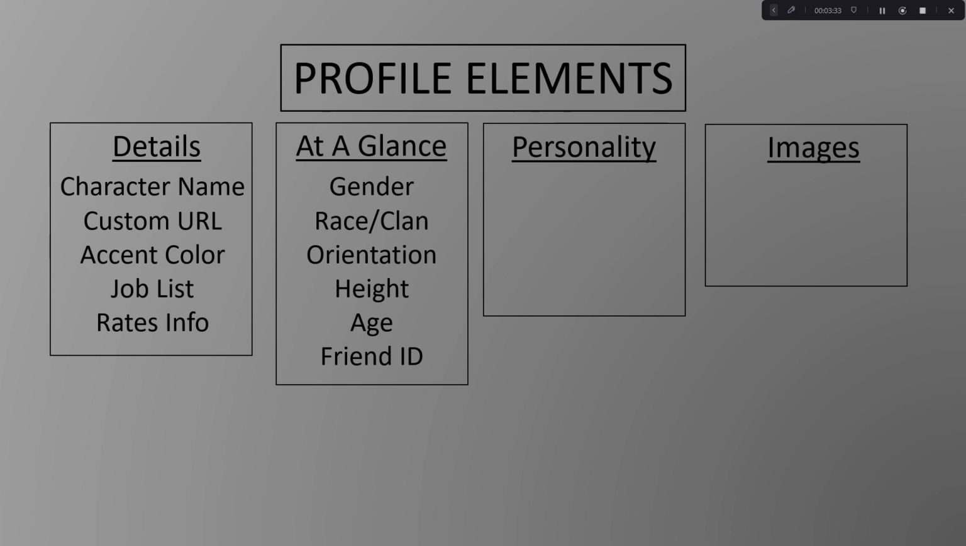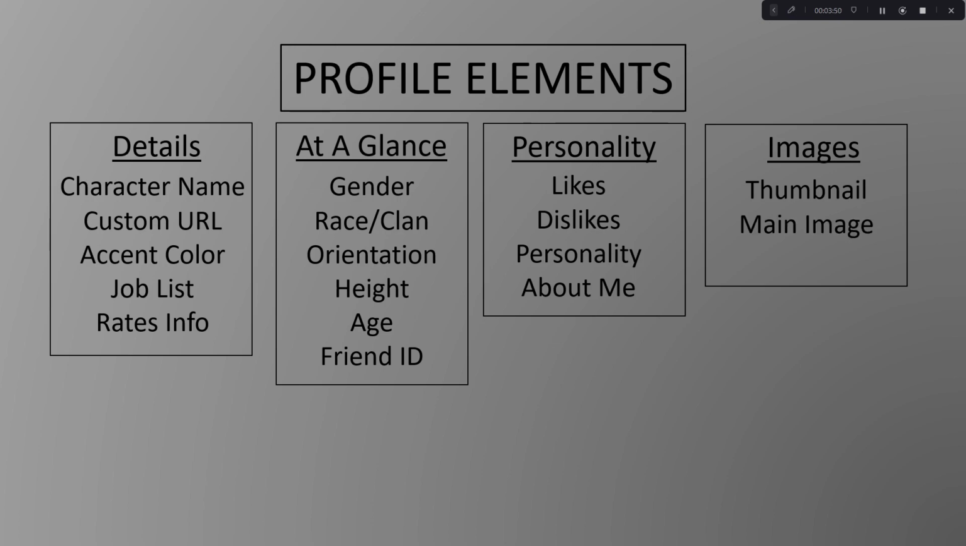Now under personality, we've got 4 things: likes, dislikes, personality, and about me. I know I put likes and dislikes on one line on the previous slide, but they're going to technically be 2 separate sections. And then finally, our images is pretty straightforward: thumbnail, main image, and additional. So this is how we're going to structure our classes. You're definitely more than welcome to add bits of data, but remember, you're going to need to write your own methods for those to get them set and to get them integrated into the profile.